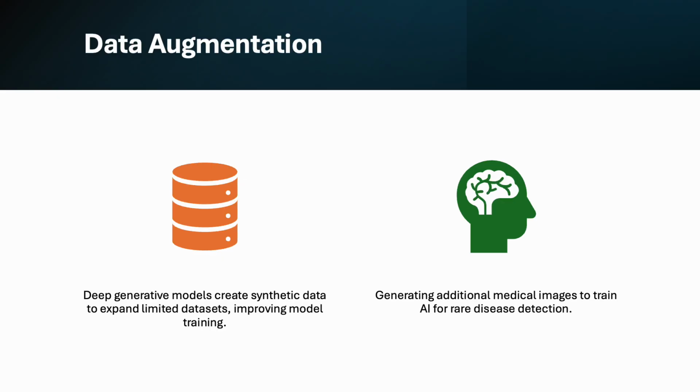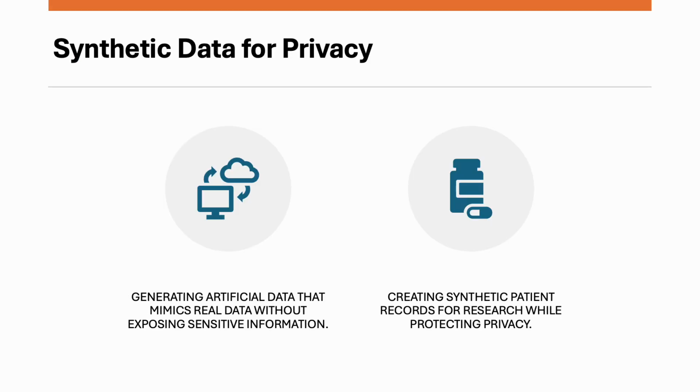Data augmentation: deep generative models create synthetic data that expand limited data sets, improving model training, as discussed earlier. Generating additional medical images to train AI for rare diseases is an example here. Synthetic data for privacy: generating artificial data that mimics real data without exposing sensitive information. Creating synthetic patient records, as discussed earlier, for research while protecting privacy is an important area also.